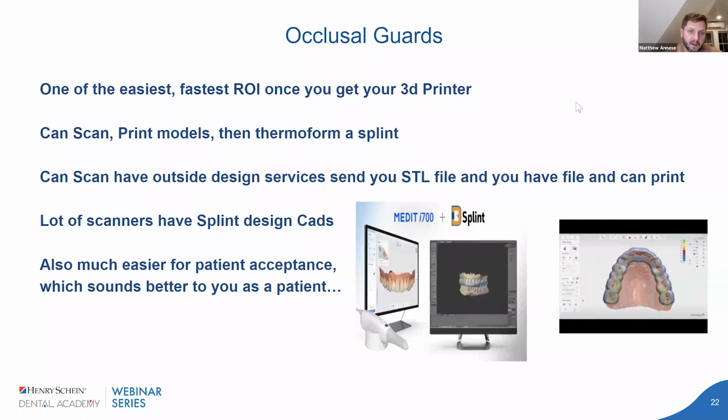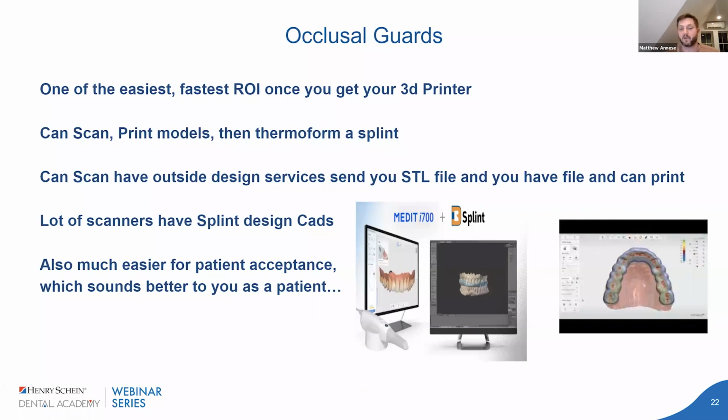The ways you can do it, you can scan, you can print the models, and if you still do suck downs with thermoforms, you can still do a thermoform splint. You can scan it. You have an outside design service send you an STL file, and you have a file, and then you can print it.